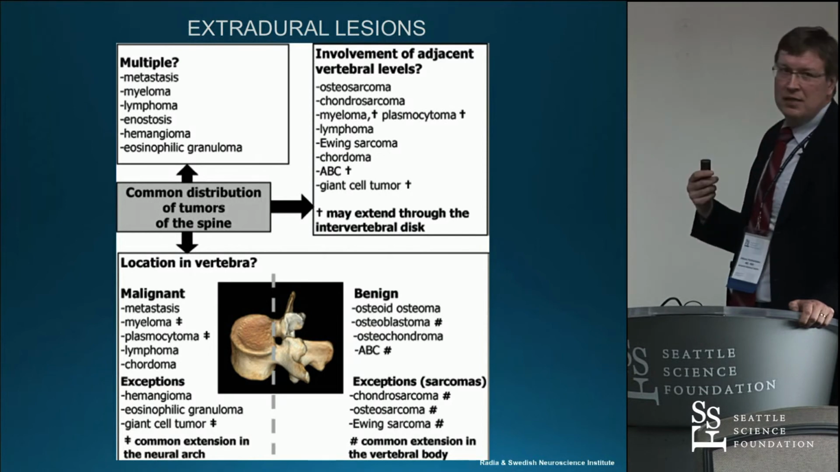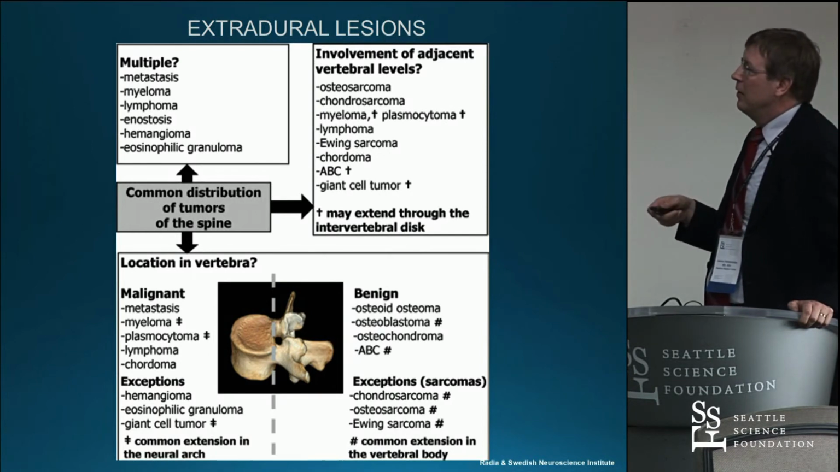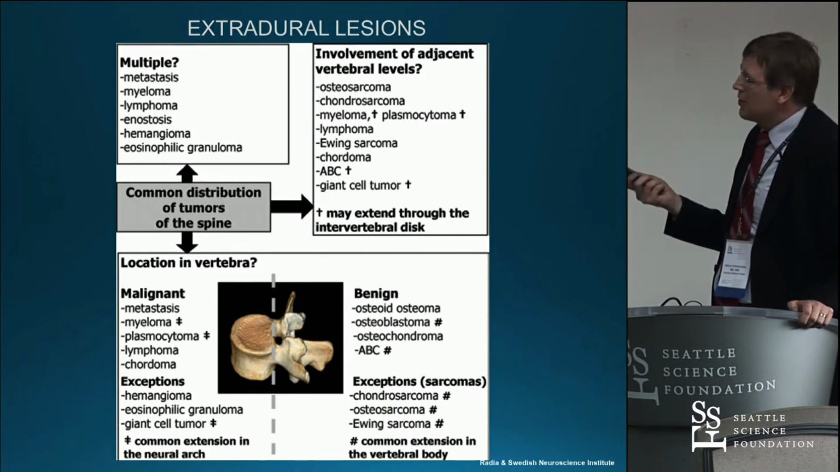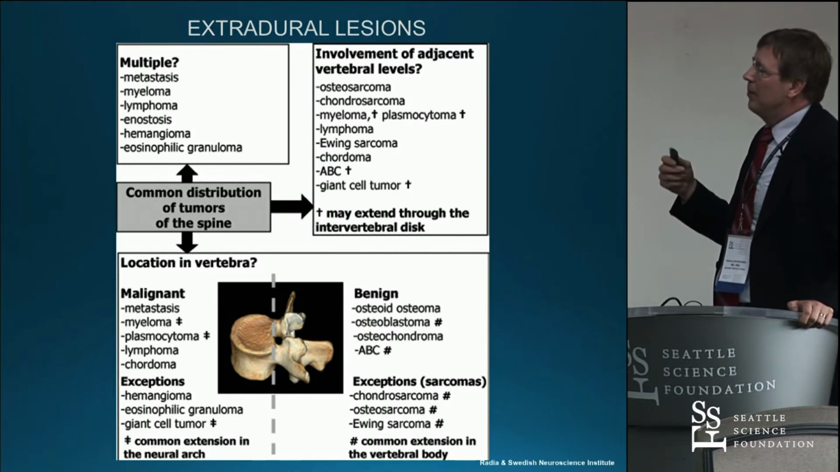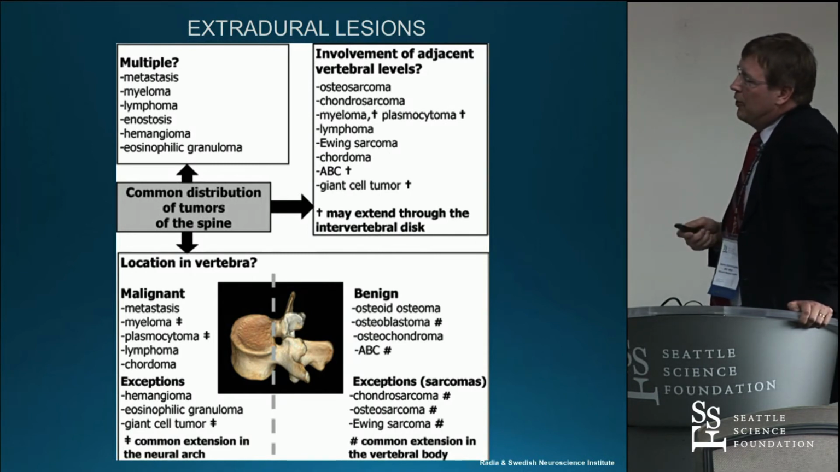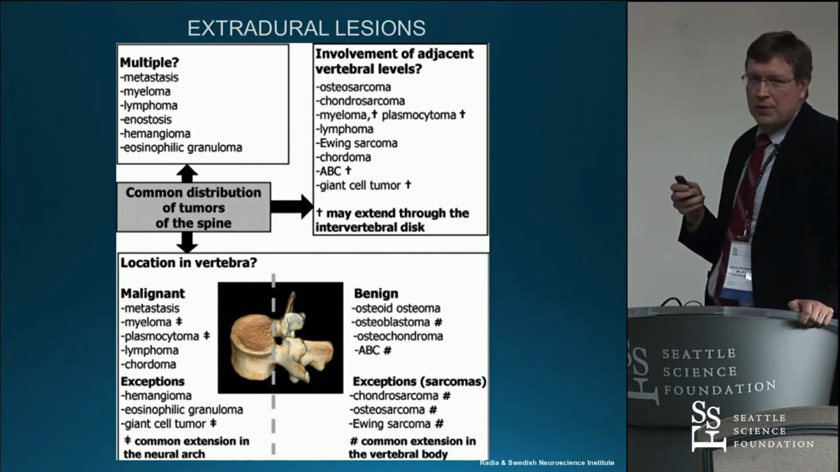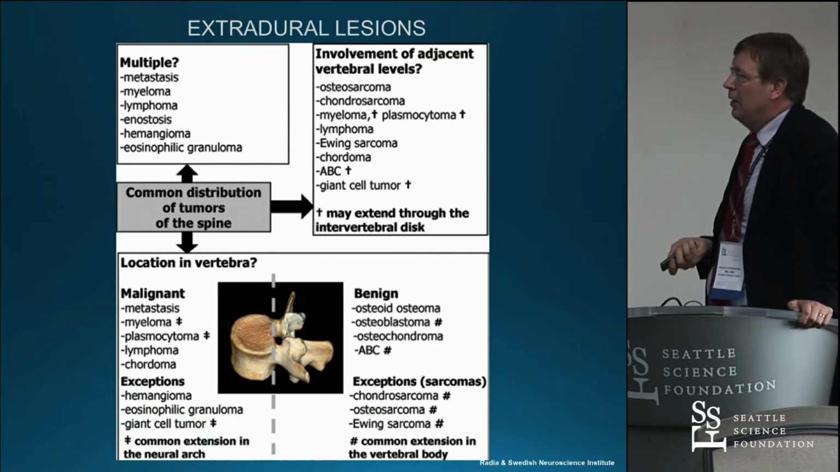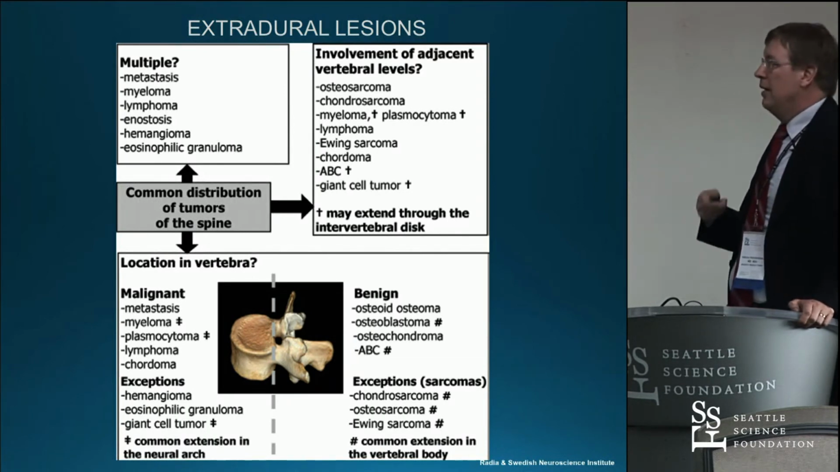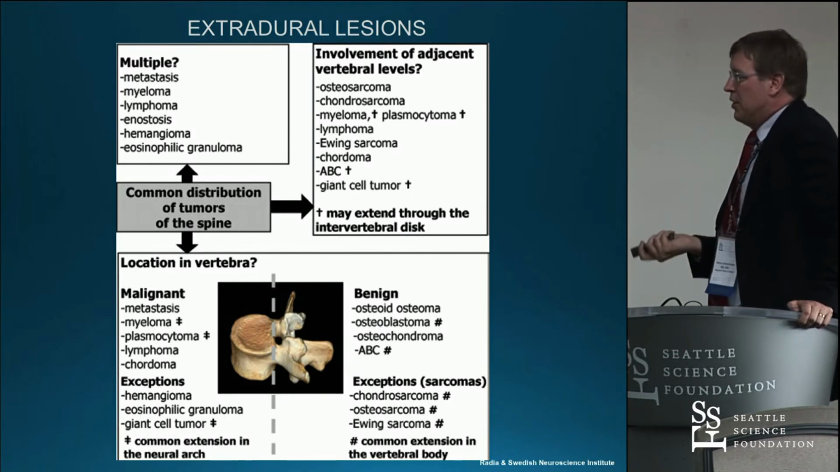Does it involve adjacent vertebral levels? If it does, we think of malignancies such as primary bone tumors like osteosarcoma, chondrosarcoma, but also things like myeloma, plasmacytoma, lymphoma. And then location in the vertebra, is it anterior or posterior elements? If it's anterior, malignant conditions we think of are metastases, but there are some benign conditions that also like the anterior space. Hemangioma, giant cell tumor, for example.